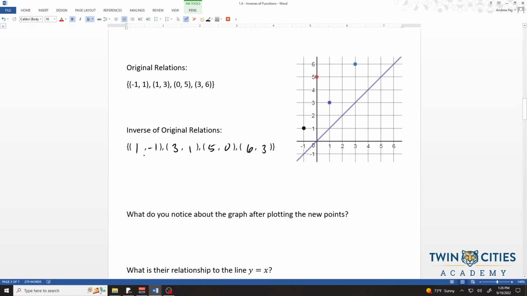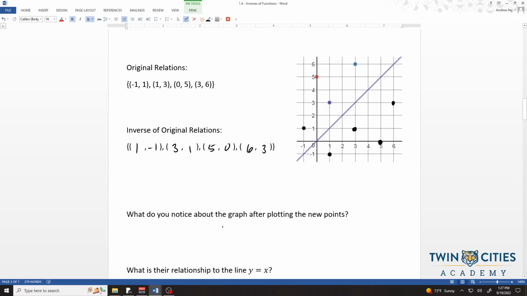All right, what happens if I take these new points and plot them on here? Let's find out. (1, -1), so over 1, down 1. Got this point right here. (3, 1), so 3, then up 1. (5, 0), go over to the right 5. And finally (6, 3), so over 6 and up 3. So these are my new points. These are the inverse points here.